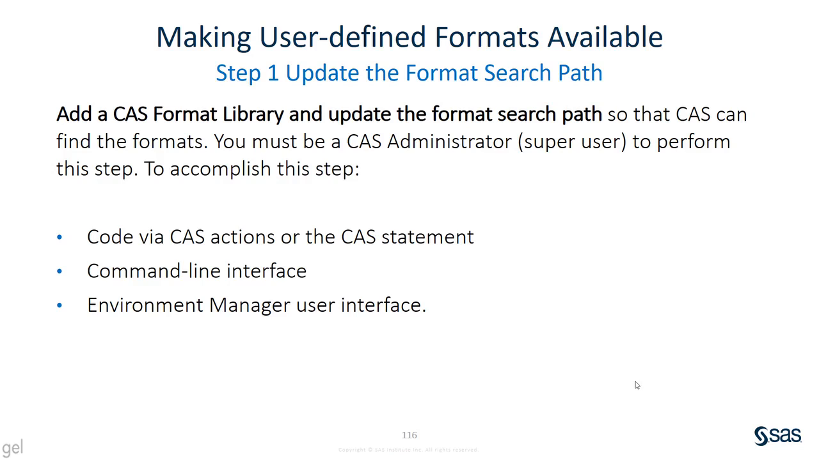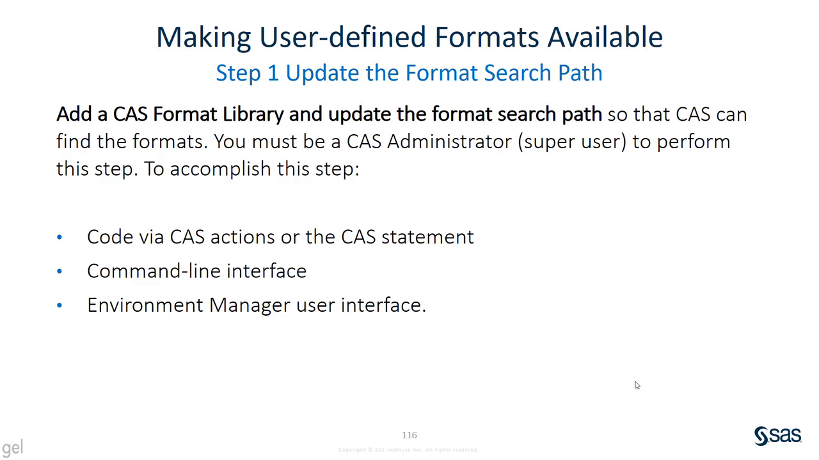So to make user-defined formats available, step 1 is update the format search path. You can add a CAS format library and update the search path so that CAS can find the formats. And to do that, as I mentioned, you have to be a CAS administrator to accomplish that step. You can do it via code, the CLI, and Environment Manager.